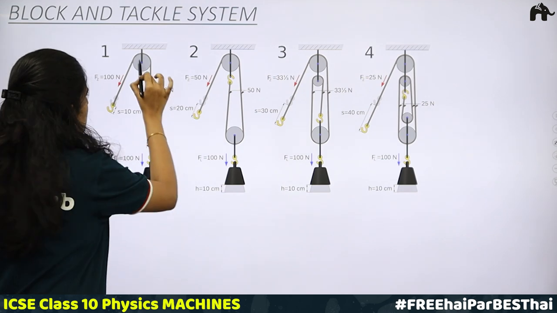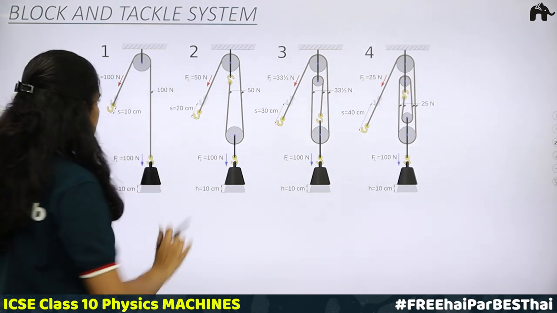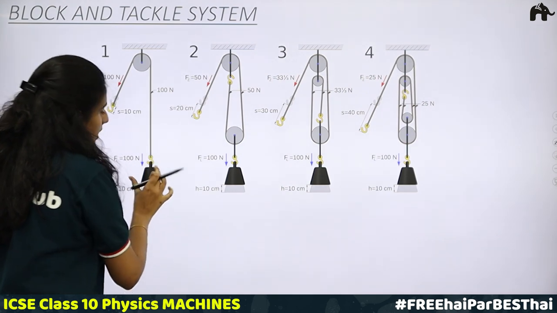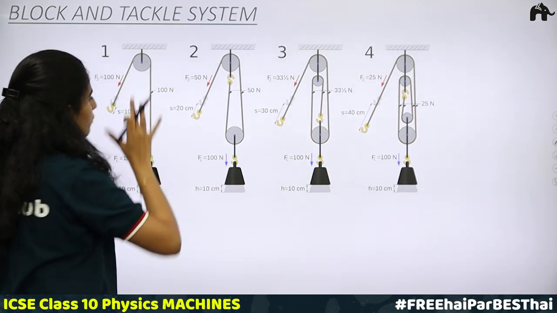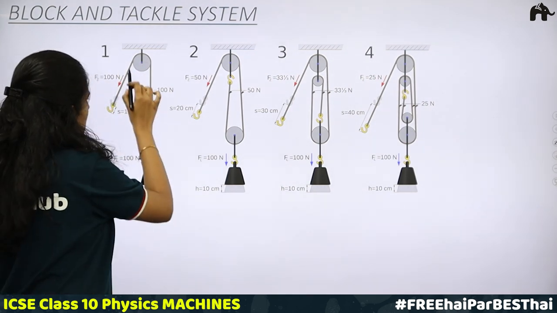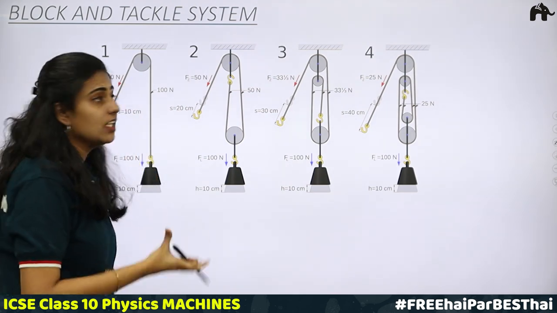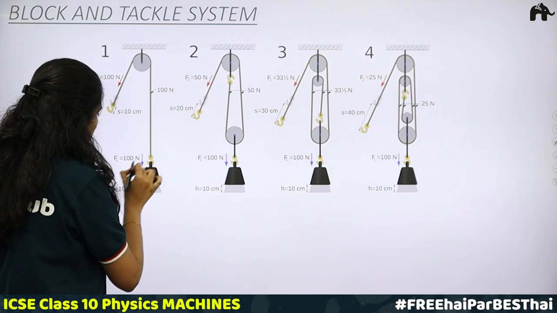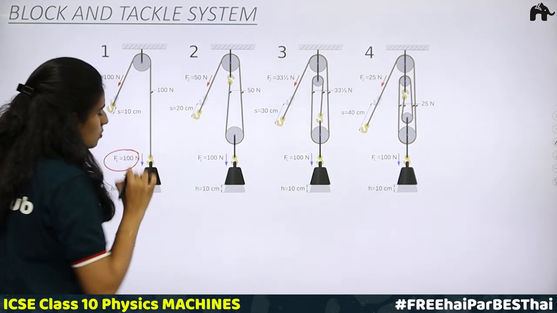Okay, single fixed pulley is there. What is happening in case of a single fixed pulley? We know that when you have a load here, to lift the load, the same effort will have to be applied. So this is just to apply the force in a convenient direction. A single fixed pulley is used in order to lift a 100 newton load. 100 newton load is to be lifted.